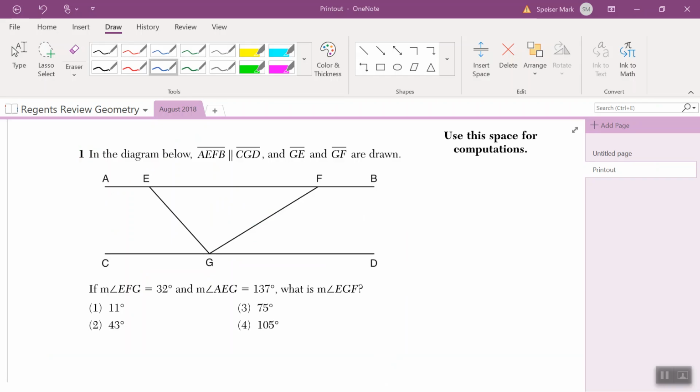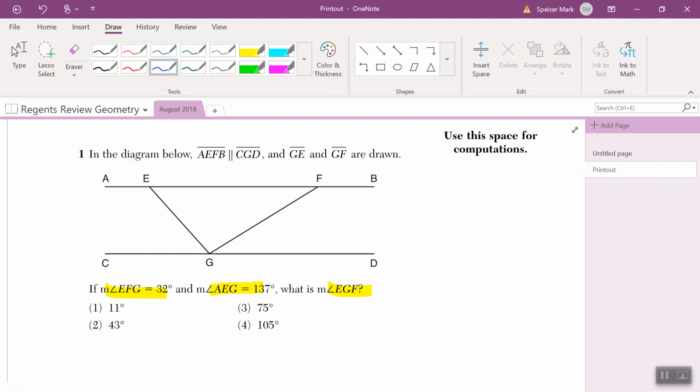Question 1. The diagram below, segment AEFB is parallel to segment CGD, and segments GE and GF are drawn. The measure of angle EFG is 32 degrees, and the measure of angle AEG is 137 degrees. What's the measure of EGF? Let's mark off our known angles.